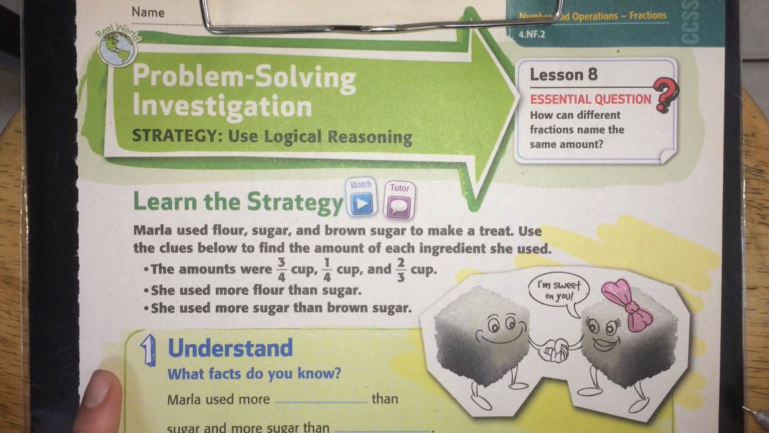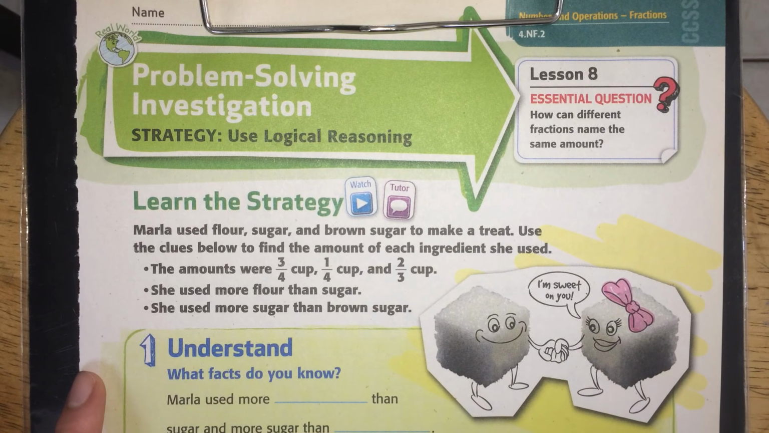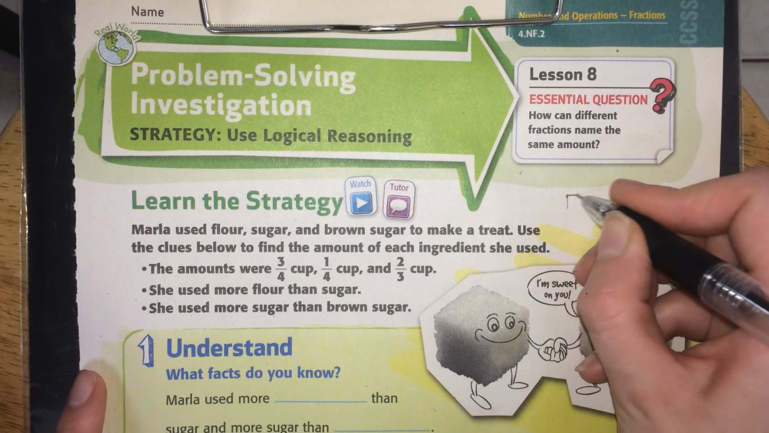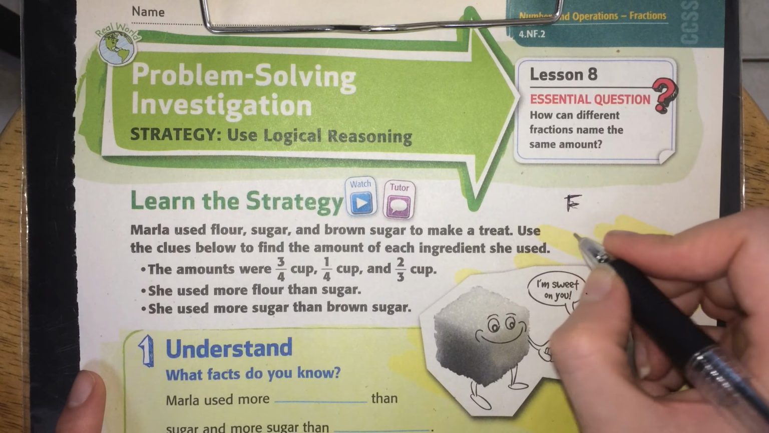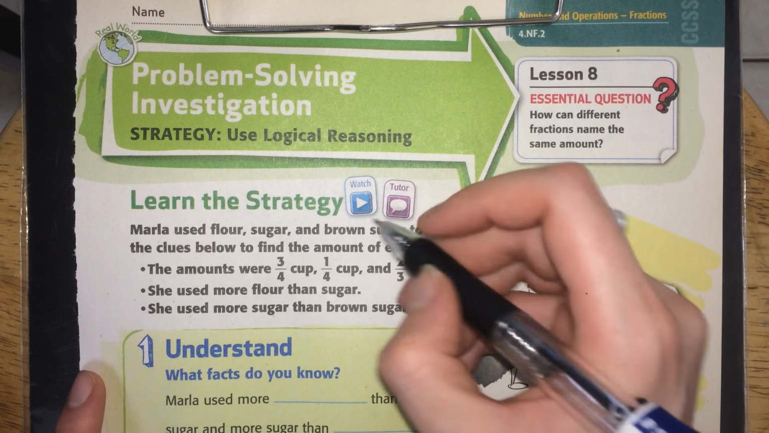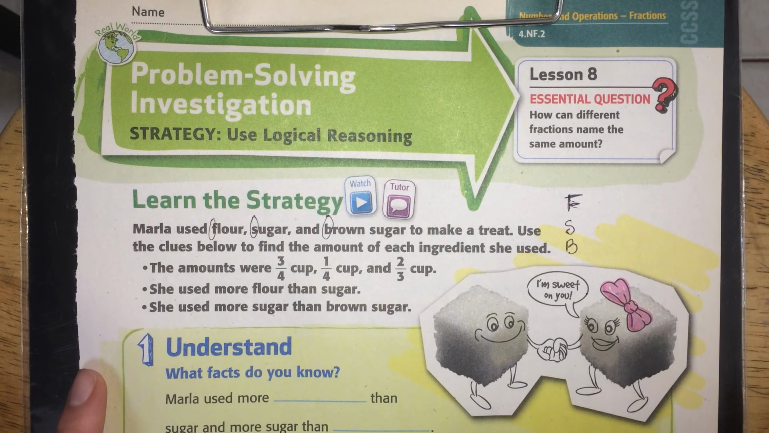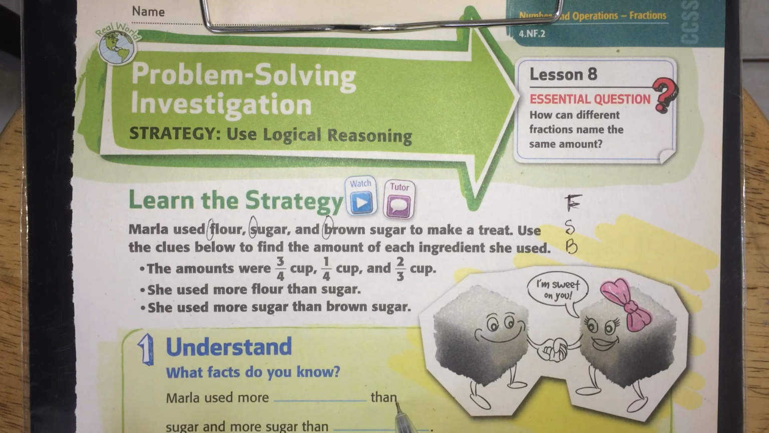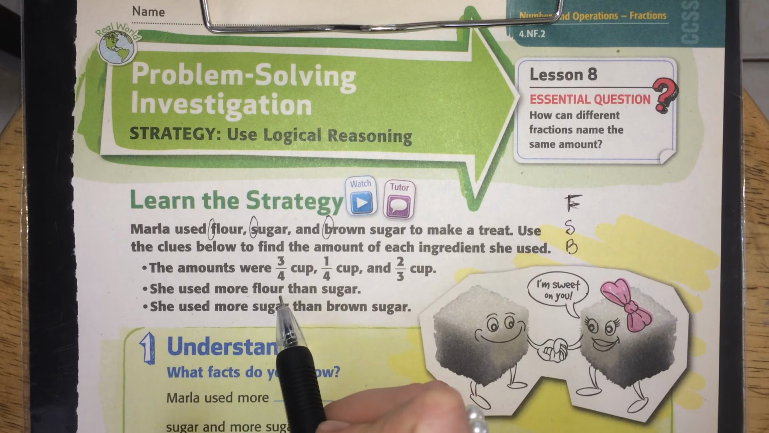Okay, so first thing we need to do is understand. So what facts do you know? Okay, so right away, I'm going to think flour. I'm just going to use the F. So keep writing it. Sugar and brown sugar. So B, an S, and an F. Okay, and let's see. Marla used more blank than blank. More blank than sugar. Okay, so used more flour than sugar.